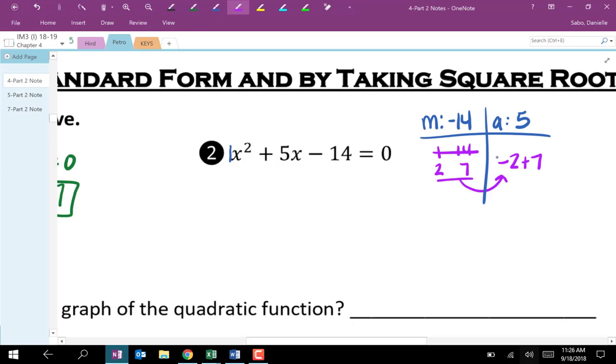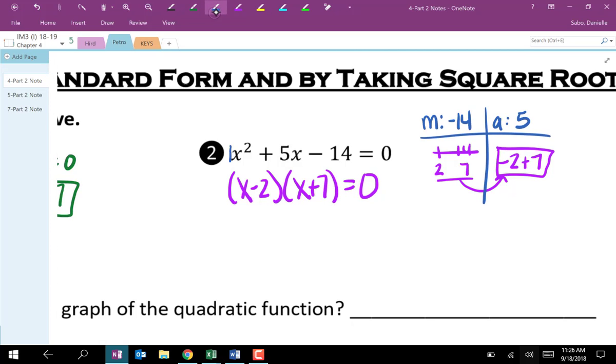Positive 7, there we go. And here's why. Negative 2 times positive 7 gets me negative 14. Check. Negative 2 plus 7 gets me a positive 5. Check. Okay, so now we use those magic numbers and write that out. X minus 2, oh, that's supposed to be an X. X minus 2 and X plus 7, those are my now factors, equals 0.